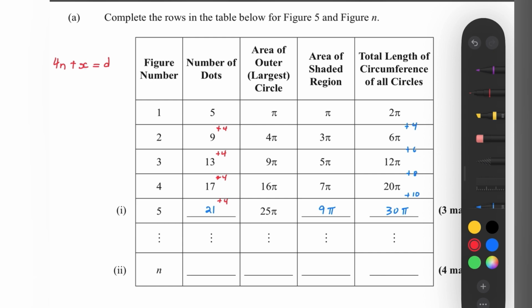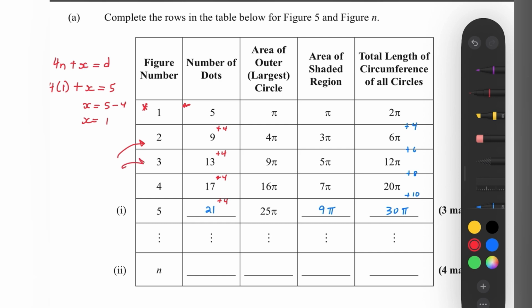Well, let's substitute some values in there. Let's use when the figure number is 1. That would be 4 times 1 plus some value x is equal to the number of dots, which is 5. Then x is equal to 5 take away 4, which means x is 1. Let's see if that holds true for each of these figure numbers and their number of dots. When it's 2, 4 times 2 is 8, and 8 plus 1 is 9.